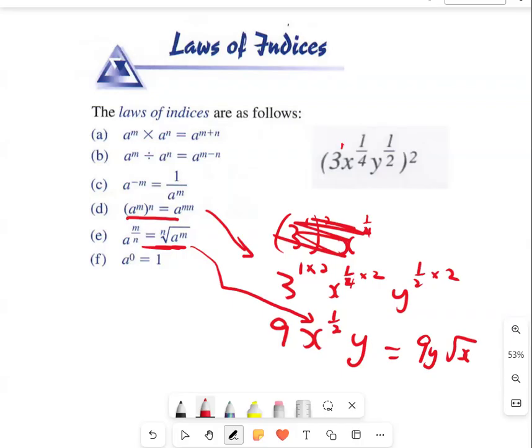Sir, how do you get 3 only 1 times 2? Everything in this bracket is governed by the square outside. So you have to square the 3 as well. Even the 3 has to be squared. That's what you see. 3 to the 1 power times 2, which is 3 squared, right? 1 times 2 is 2. So 3 squared is 9.